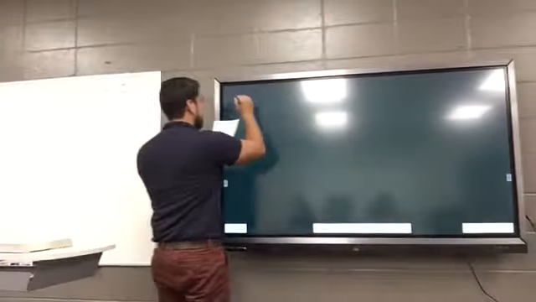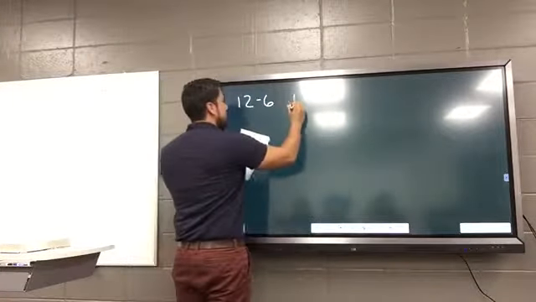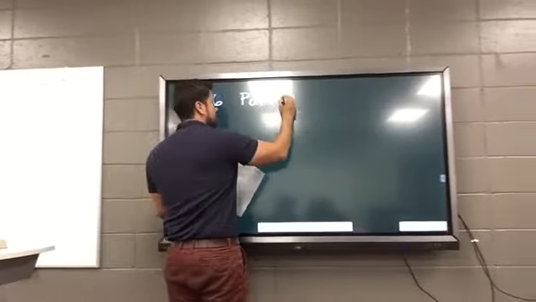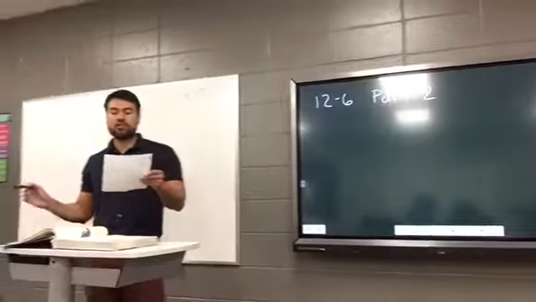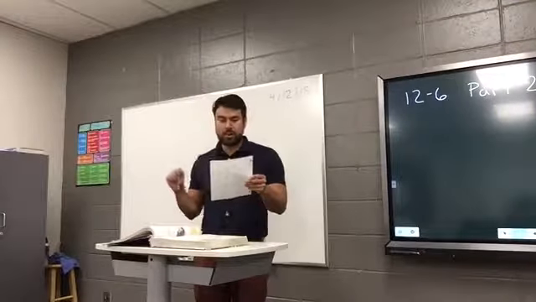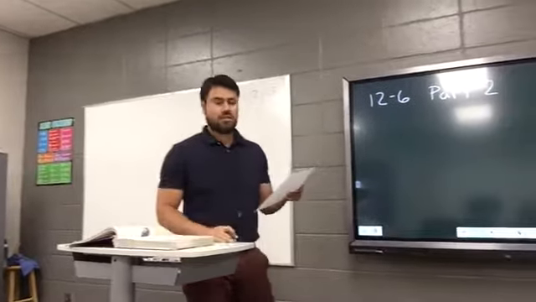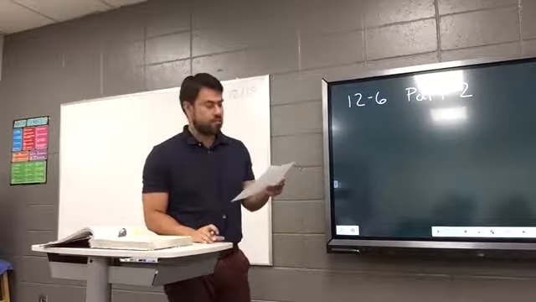So I'm going to put 12-6. I'll put part 2. And that's how I put it on the videos if you want to look at it online. It's rational expressions with unlike denominators, part 2. The return of the denominator.